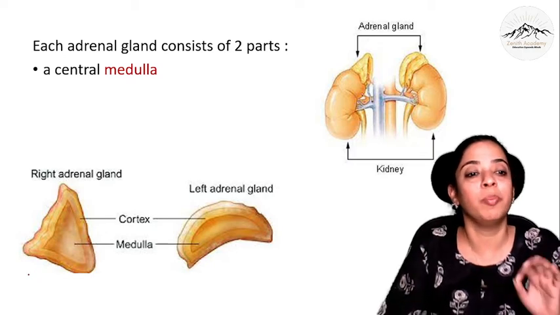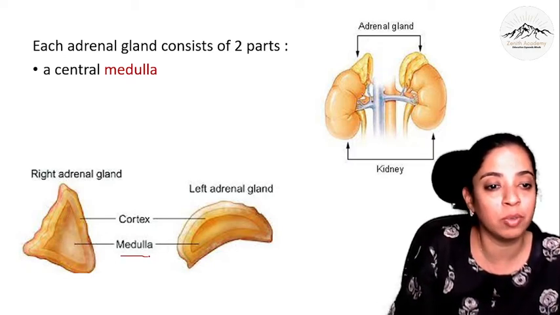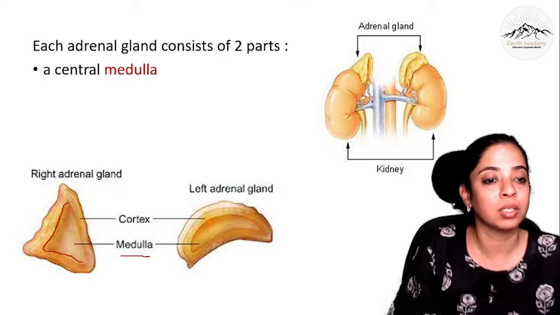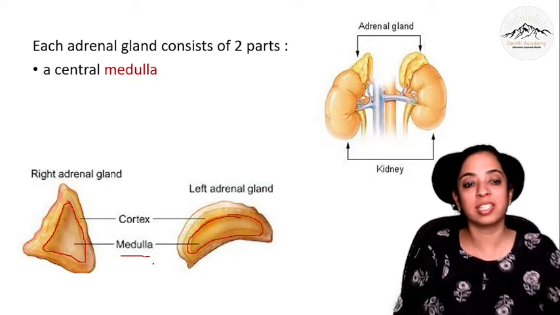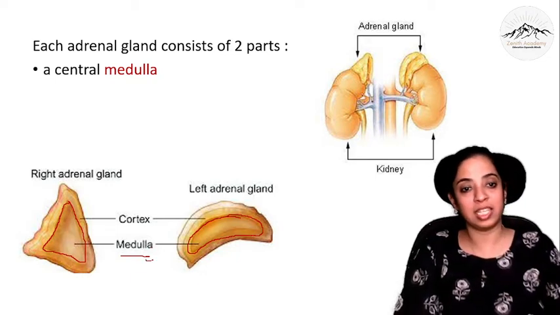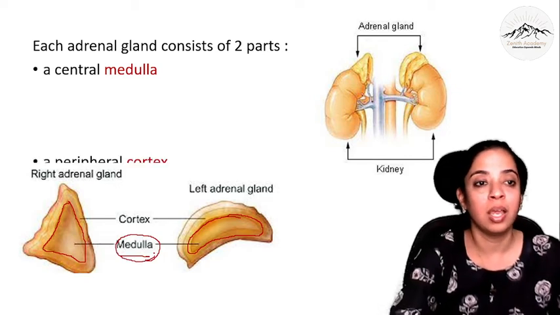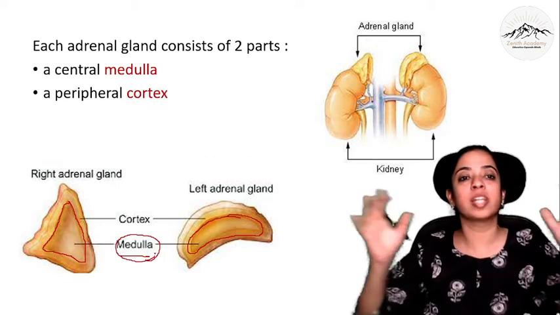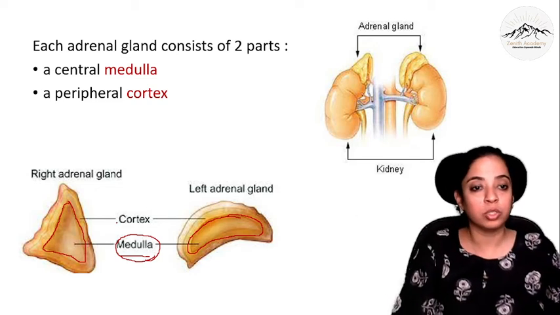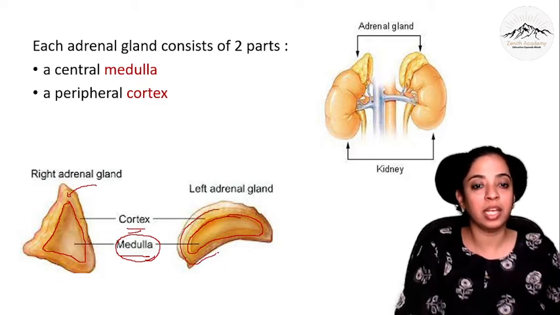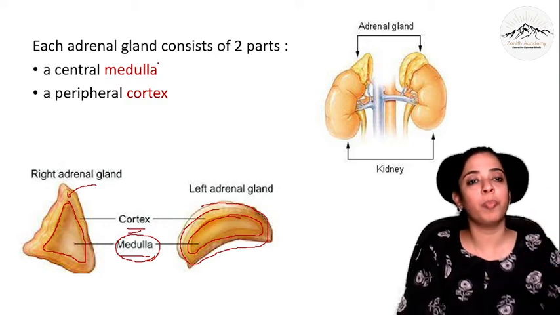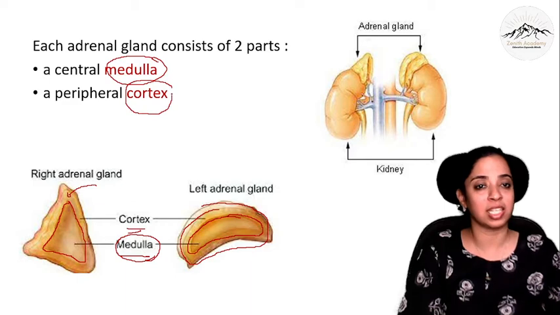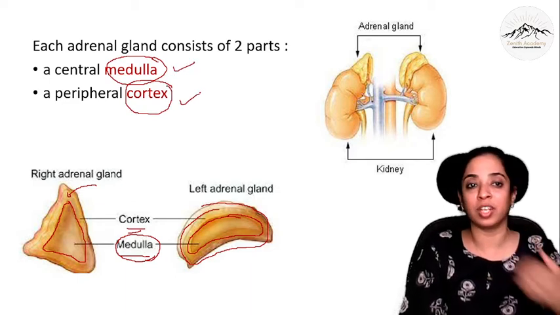One is a central medulla. In both of them, can you see the medulla? This is the central part, where I am doing the annotation. So the inside, central part is known as medulla, and peripheral means towards the periphery, right? In the corner. So this is the cortex. On the periphery side, this is known as cortex. So each adrenal gland consists of two parts, medulla and cortex. It is also known as adrenal medulla or adrenal cortex.